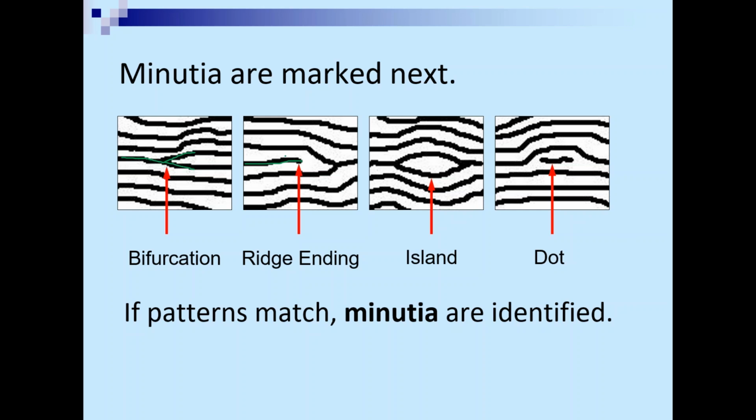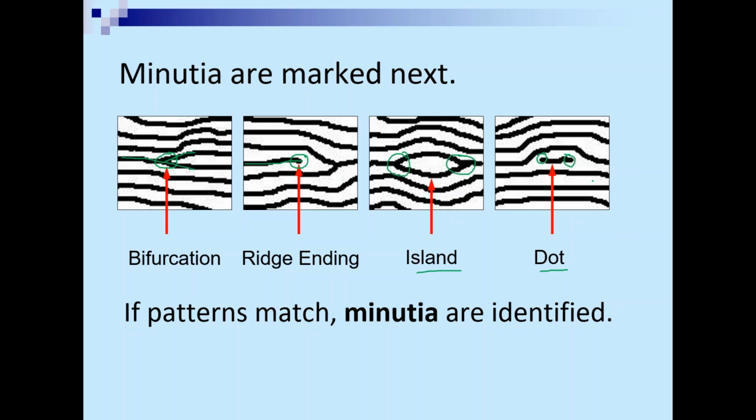So what a forensic scientist looks for is marking these locations of where a ridge either splits into 2 or ends. Now, these are listed in the book as two unique minutiae, but really, notice an island is just when you have two bifurcations right next to each other. And a dot is just when you have two ridge endings right next to each other.